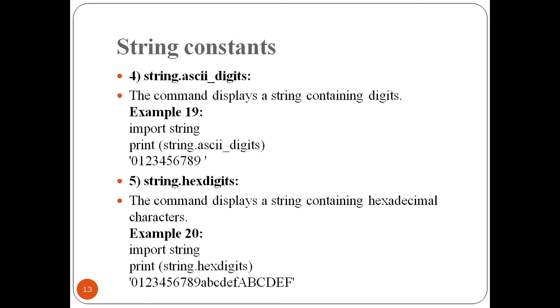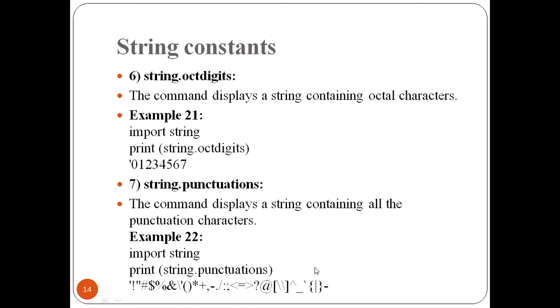hexdigits will print only hexadecimal values. The total is 16: 0 to 9, and thereafter six characters A, B, C, D, E, F, which will be printed in either lowercase or uppercase. That's why I am getting another uppercase ABCDEF. Hexa means 16, so 16 characters are there. Here I have octdigits, only 8 characters, 0 to 7.